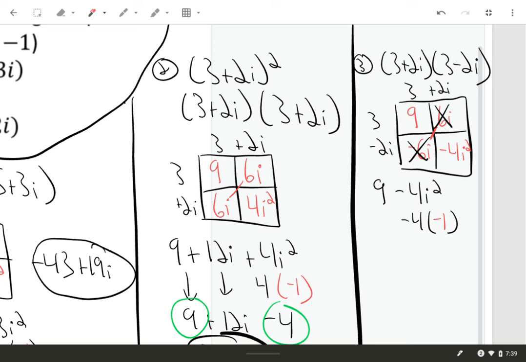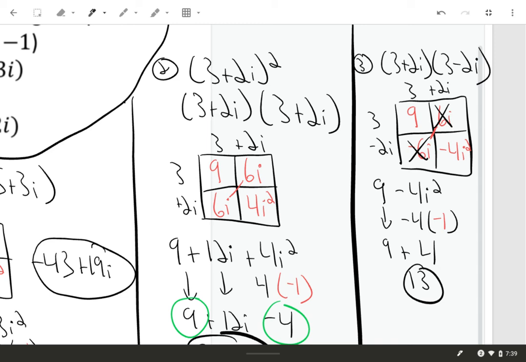-4 times -1 is going to be a +4. So if I drop that 9 down, I end up with 9 plus 4, which is 13. Now, what's interesting about this one is I had two complex numbers that I multiplied together, and when I multiplied them together, I ended up with a real number. I ended up with 13, no i involved.